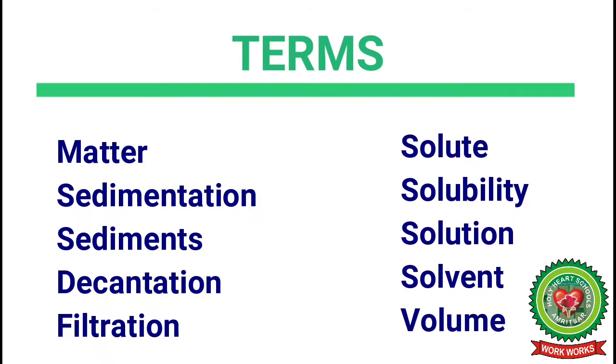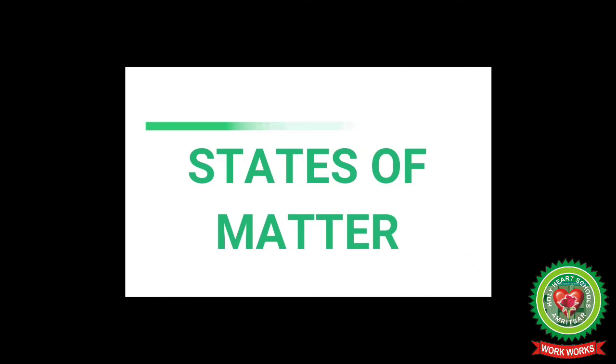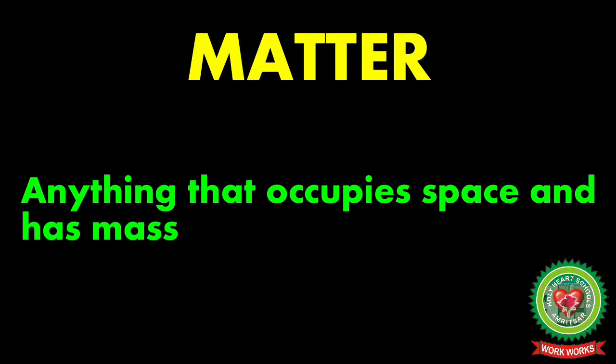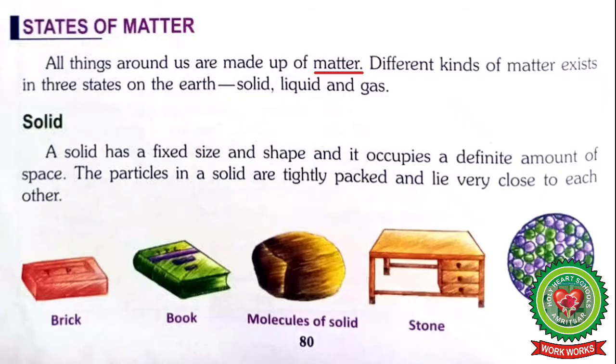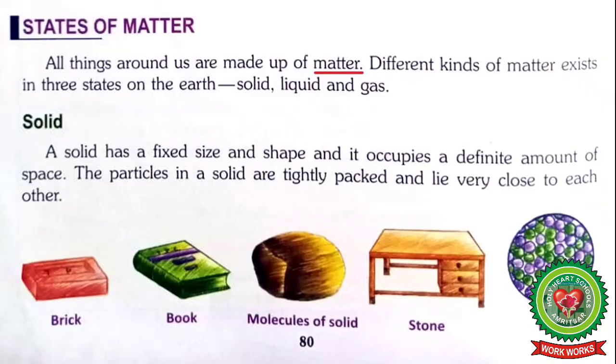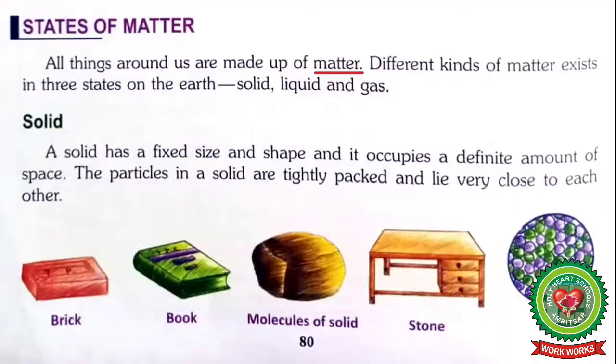Now students, open your book at page number 80 and let's start our reading from the topic states of matter. All things around us are made up of matter. Underline the word matter and write down its definition. Matter is anything that occupies space and has mass. Different kinds of matter exist in three states on the earth: solid, liquid, and gas. Students, these three states of matter are solid, liquid, and gas. So let's start our reading from the solids.